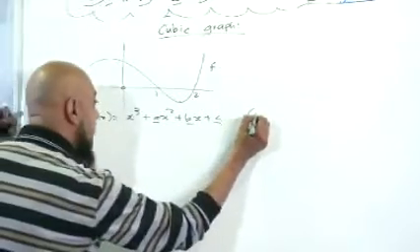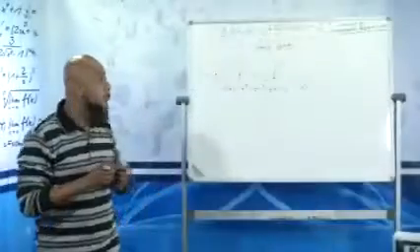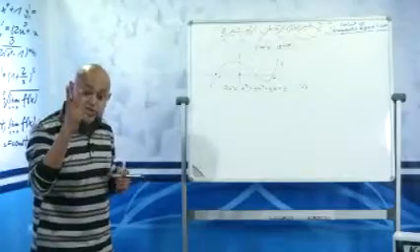Basically, for 6 marks, what are they asking you? They want the equation of the graph. Okay, you know you've seen this. Now you get 2 scenarios, guys, only 2.